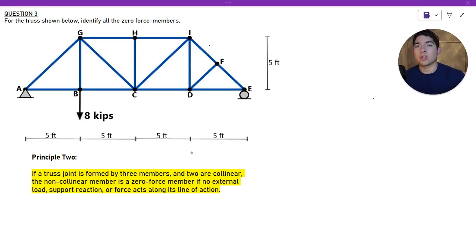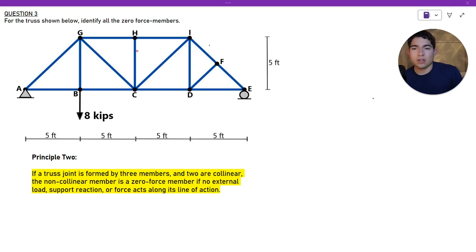So if we take a look at this truss, utilizing principle number 2 for identifying zero force members, we are looking for joints formed by 3 members where 2 are collinear and 1 of them is non-collinear. So let's go ahead and start off with joint H in this case. As you can see, we have these 2 collinear members, and then HC is going to be our non-collinear one.